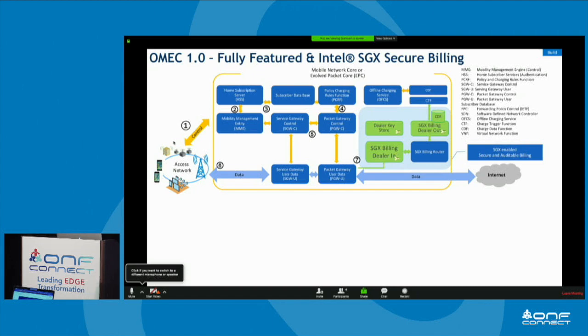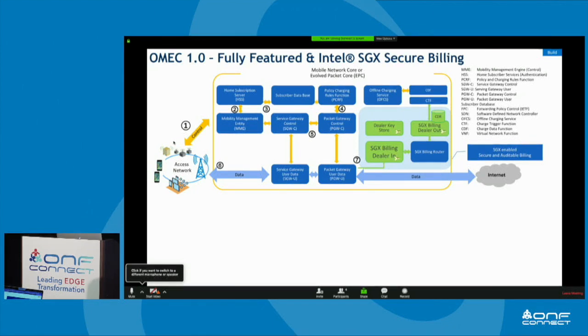And the way it is done is a very elegant way of solving the problem with SGX. Basically, there is a key store, which is also SGX based, which generates a key inside the SGX environment, which we call enclaves. And once the key is generated inside the enclave, the key is distributed to the billing dealer in and billing dealer out. Billing dealer in is the component that consumes the records from the P gateway, and dealer out is the component that serves those records to the billing system.